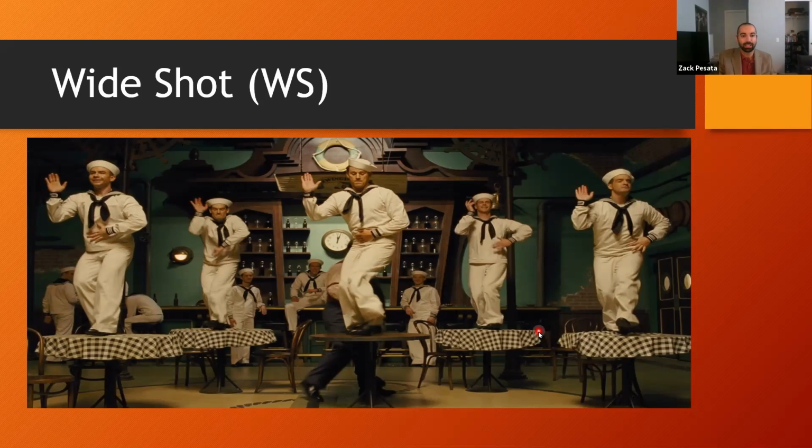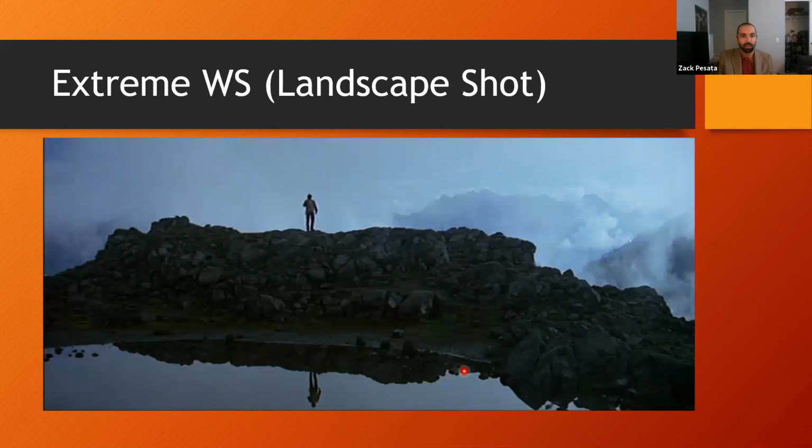The proxemics is that we're sort of far away and we're able to see everything. We're not singling in on just one subject. This is an extreme wide shot or a landscape shot. So notice how much of the landscape we're seeing here in relation to the subject.